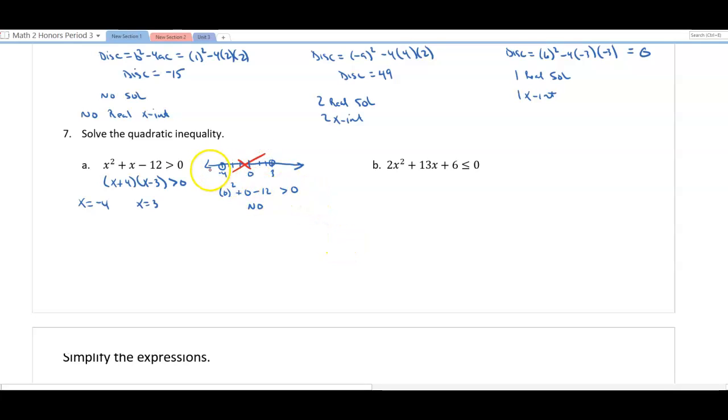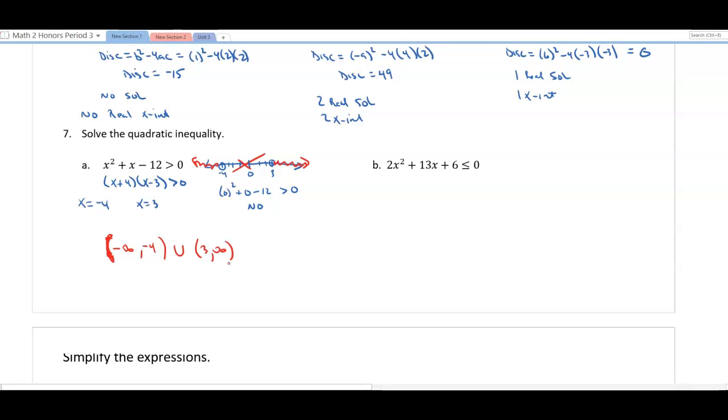Now, if I choose a test point outside, it would make it true, and outside it would make it true. So in this case, we're going to say in interval notation, we're going to go from negative infinity to negative 4. It's a round bracket because you're not including it, unioned with 3 to positive infinity.